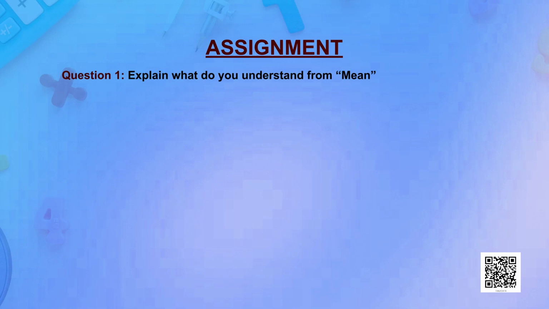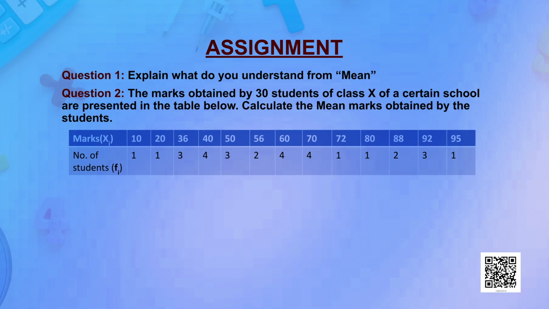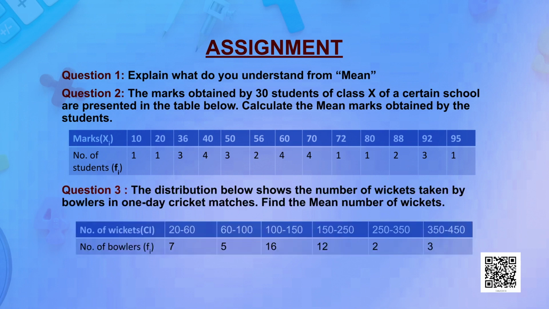So, students, now you try these questions for practice. Do this assignment. Question number 1, you need to explain what you understand from mean. Remember the example of marbles? In question number 2, the marks obtained by 30 students of a class are given in a table. You need to calculate the mean marks obtained by the students. In question number 3, the distribution below shows the number of wickets taken by bowlers in one-day cricket matches. You need to find out the mean number of wickets from this table. So, do try these questions.